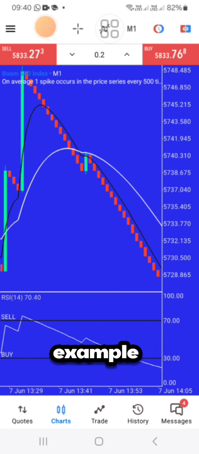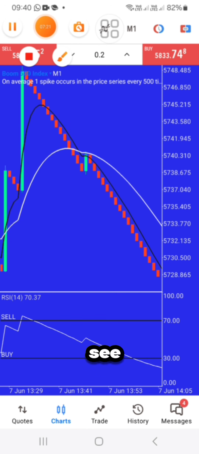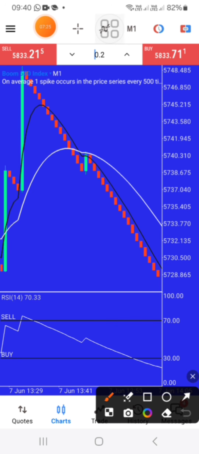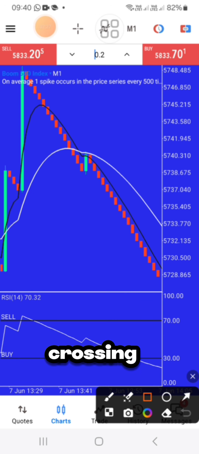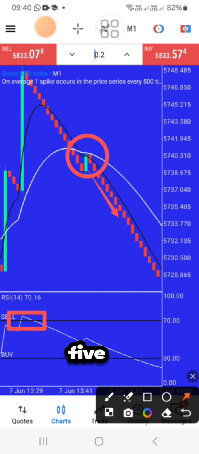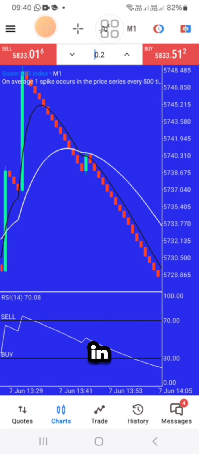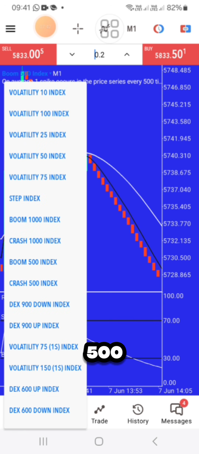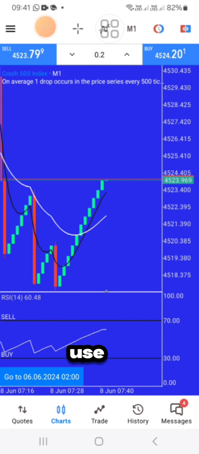Again, here with an example, we can see all the conditions were met. One, we had price crossing below the 70, and we also had the crossing of the black and white line here, and then we're going to get our 5 candles, then we exit the market. So basically that's how you use the strategy in boom 500. Let's look at crash 500 and see how we can use this strategy.